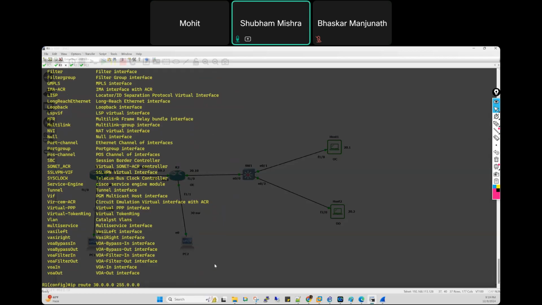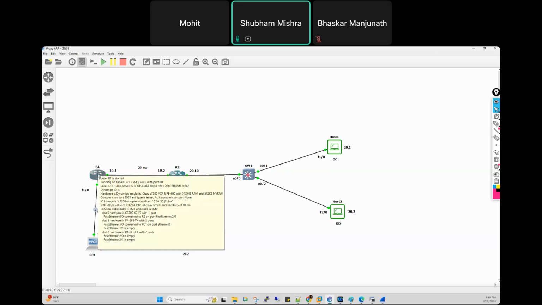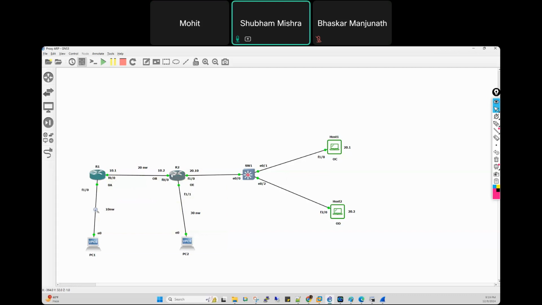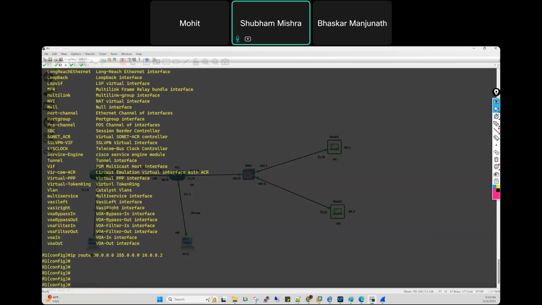For example, let me use the next hop address. What is the next hop address, guys? 10.0.0.2. For this router, what is the next hop? 10.0.0.2. I will tell router 1 that if any packet comes for the 30 network, forward it to 10.0.0.2, because router number 1 is connected with router number 2 at that interface. So I am writing here 10.0.0.2.